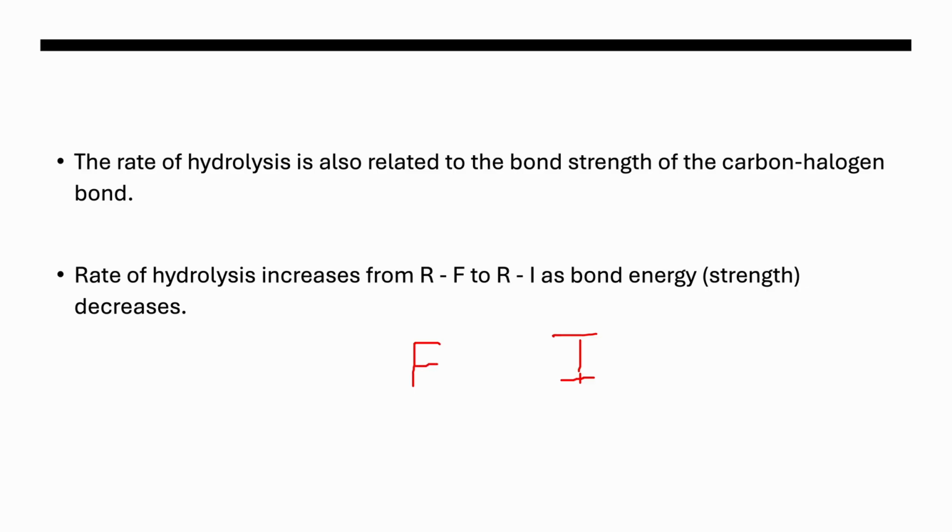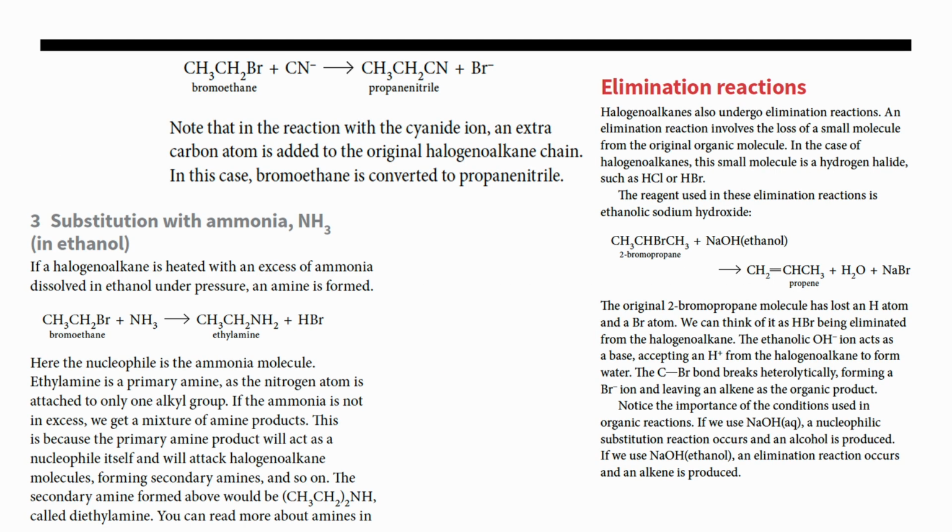So your rate of hydrolysis increases from fluorine to iodine because iodine is a larger atom. Therefore, it has a lot more shells and it's going to have a longer bond between your carbon and itself. And because the bond is longer, there's less attraction between your iodine and carbon, so it is easier to break that bond, hence the rate of hydrolysis occurs faster because it takes less energy to break that bond. So here again, you just have the different equations associated with your different types of reaction.